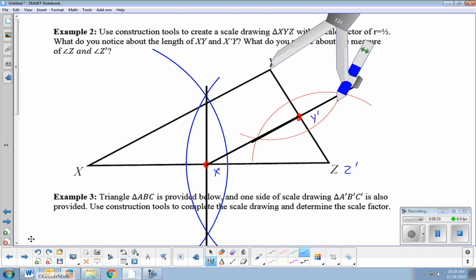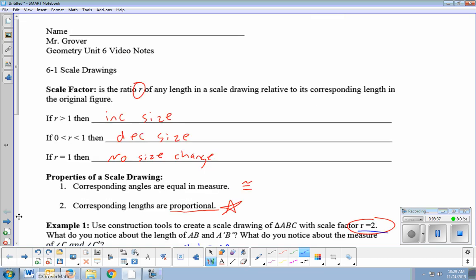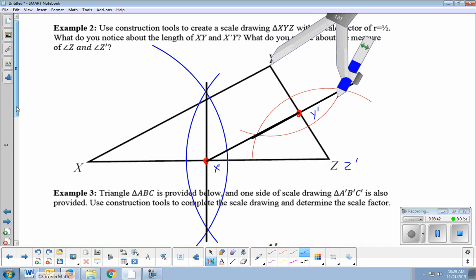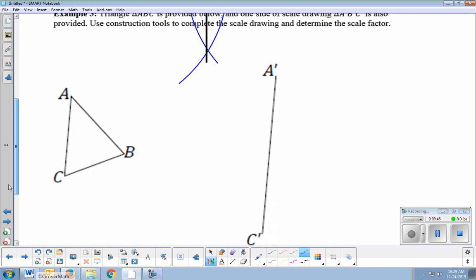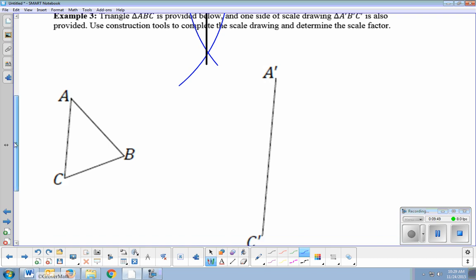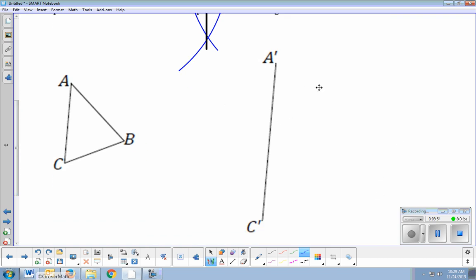So the enlarging with R equals 2, that's definitely easier. Just expand the sides. Here we have to do actually perpendicular bisectors to make something smaller. One last one. Here, I'm not giving you a scale factor. So I want a scale image here, and I'm going to say this is the length of side AC.